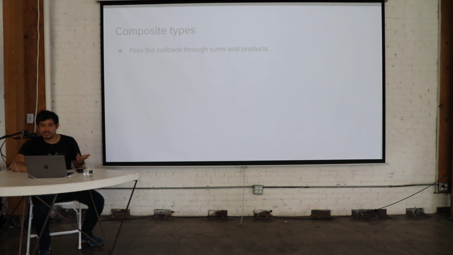So for composite types, this is where things get interesting. Basically we want to pass the callback through the sums and products. And like I said earlier, we're interested in ADTs and records because those are where Generic and RowList machinery comes in.